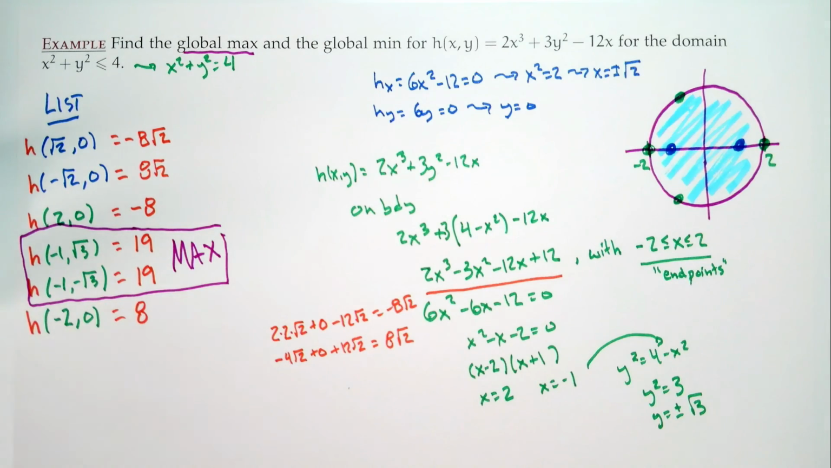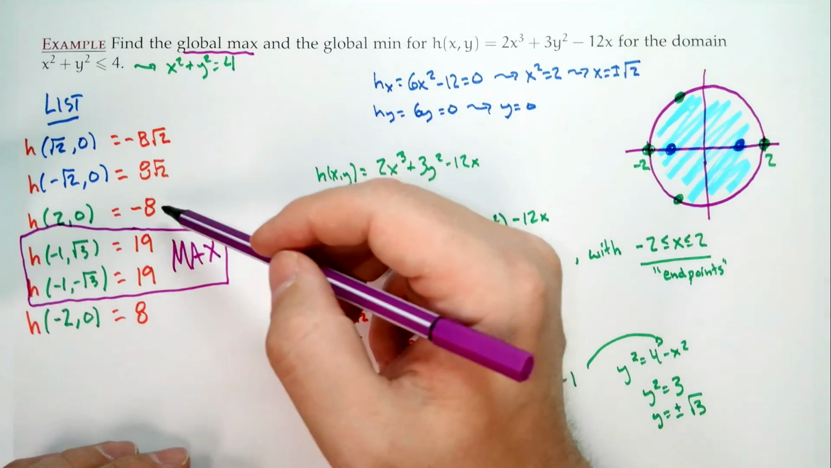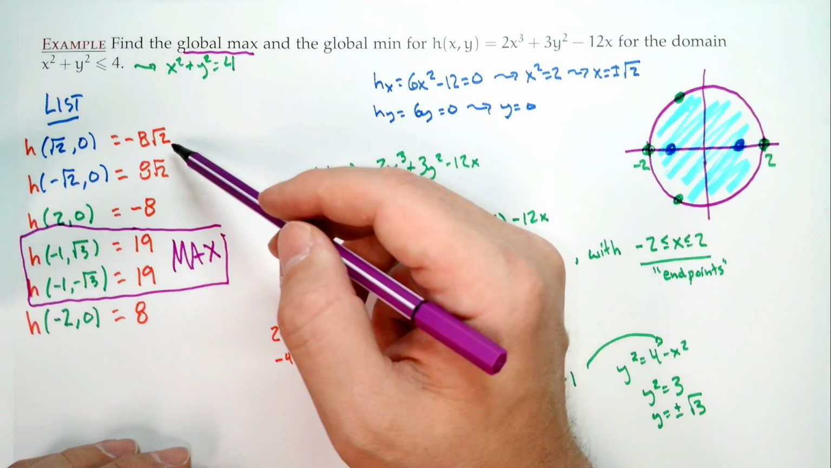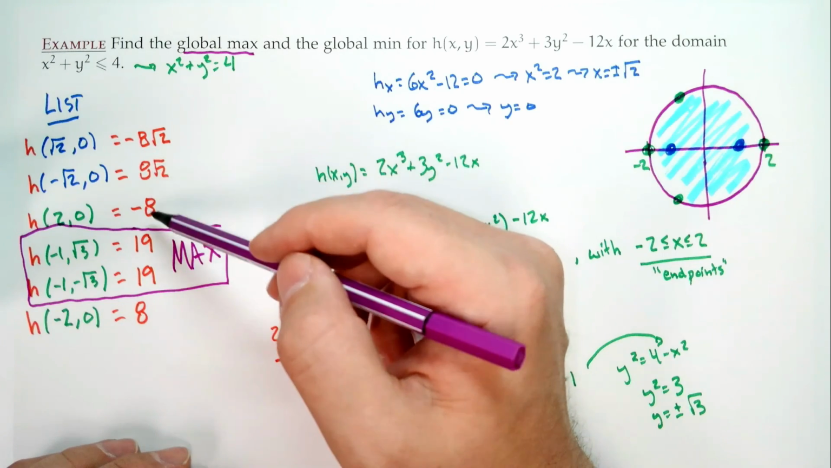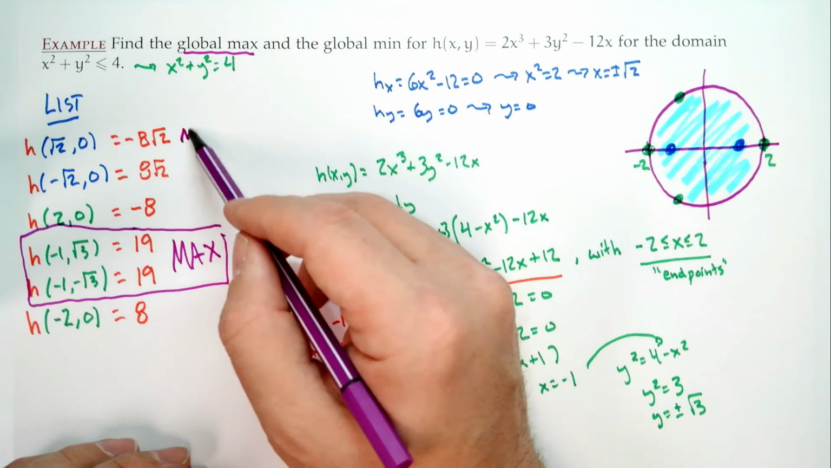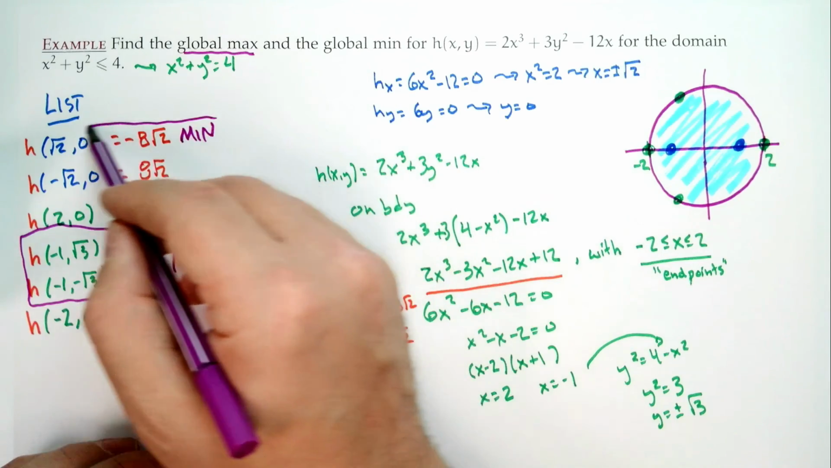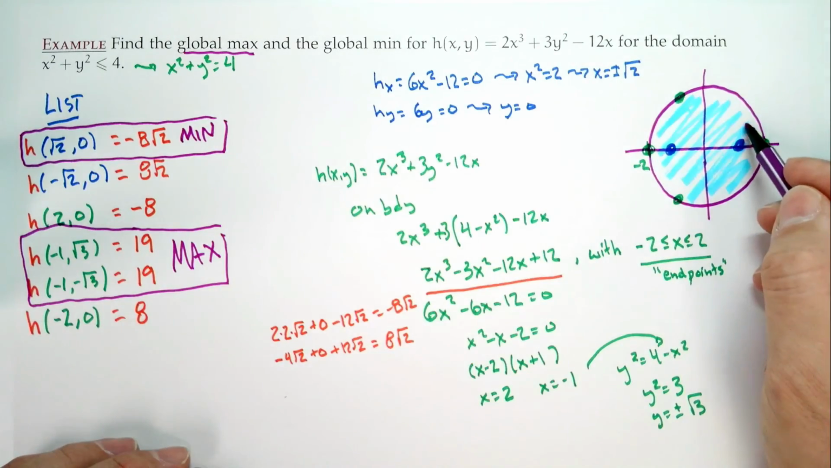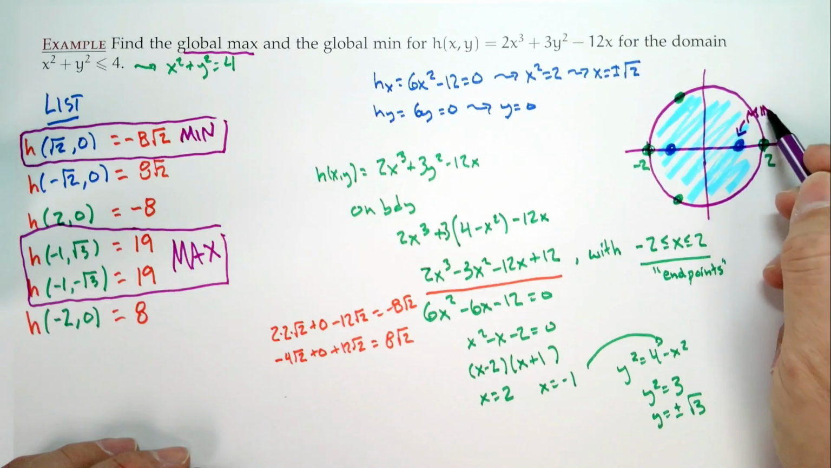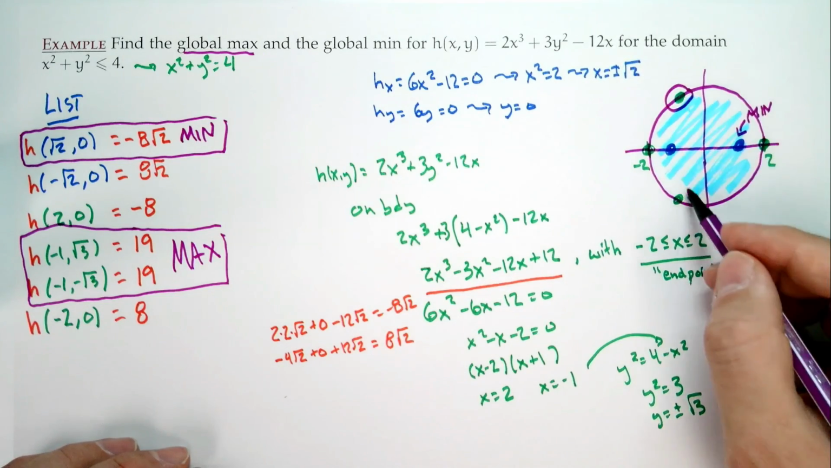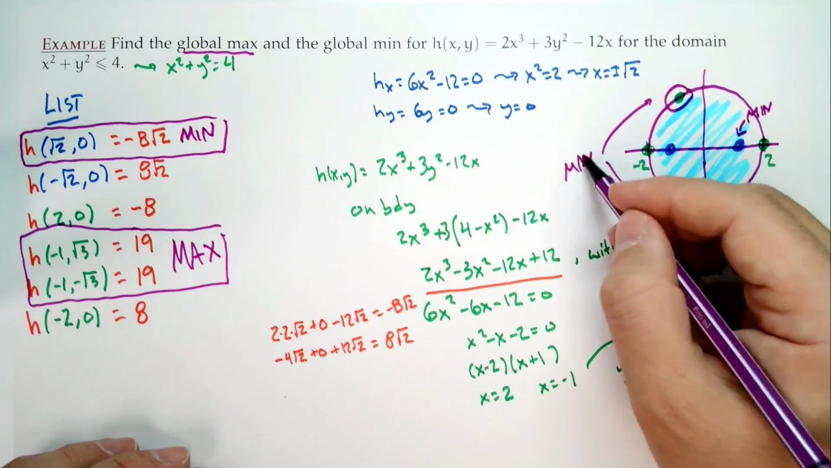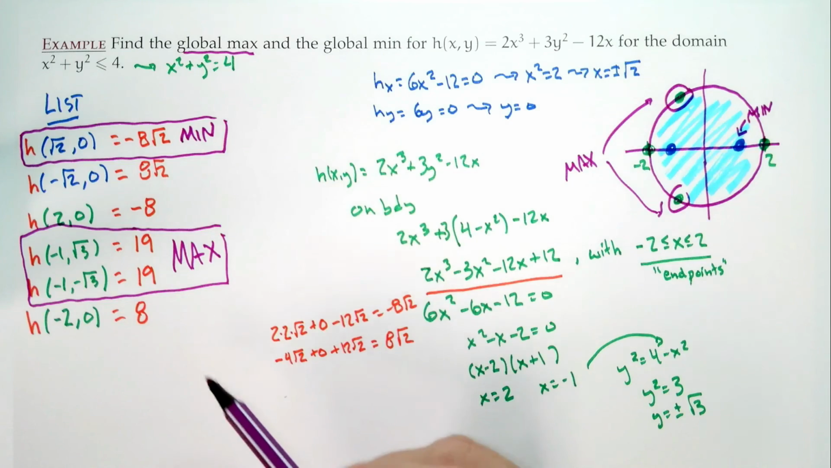All right. What about the min, the smallest value? Well, definitely it's one of these 2 negative numbers, but remember what we said. Root 2 is bigger than 1, so 8 root 2 is larger in size than 8, and therefore the min is this value, (√2, 0). So the min happens over here, and then the max happens at these locations. So that's it. Minus 8 root 2 is the min, 19 is the max.